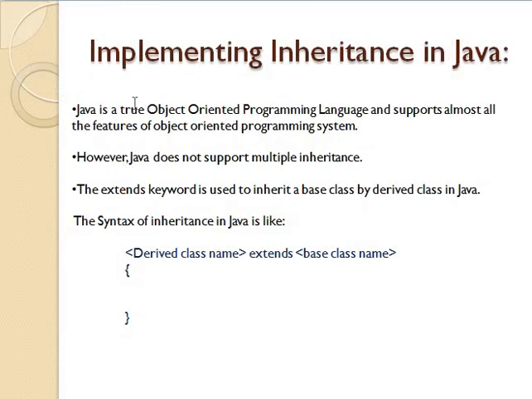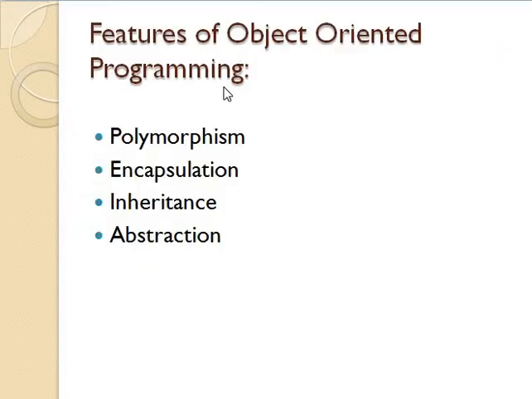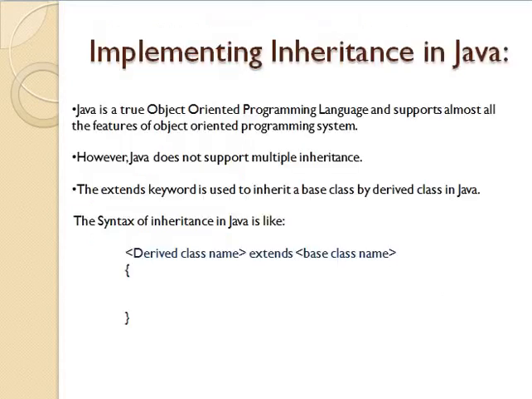So let's start with it. Java is a true object-oriented programming language and supports almost all the features of object-oriented programming system. These were the four features of object-oriented programming system, and Java supports all of these. However, Java does not support multiple inheritance.